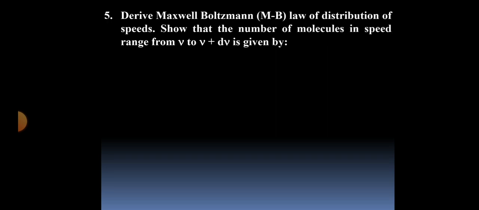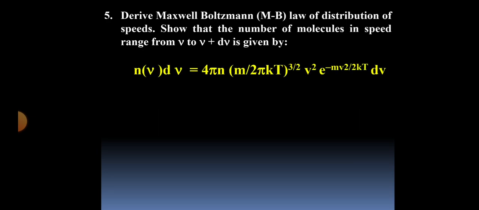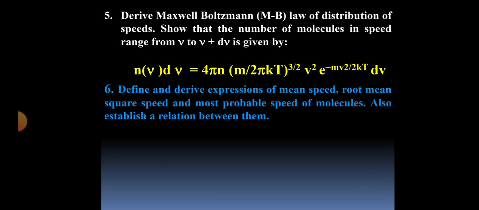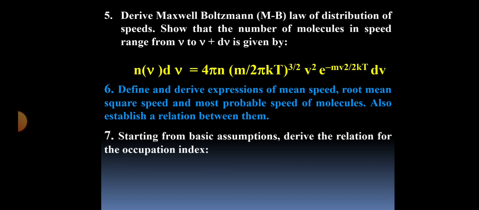Question number 5. Derive Maxwell-Boltzmann law of distribution of speeds. Show that the number of molecules in speed range from v to v plus dv is given by this expression. This is a very important question. You have to derive this expression. Question number 6. Define and derive expressions of mean speed, root mean square speed, and most probable speed of molecules. Also establish a relationship between them. So derivation as well as numericals based on these three speeds are also asked in examinations.